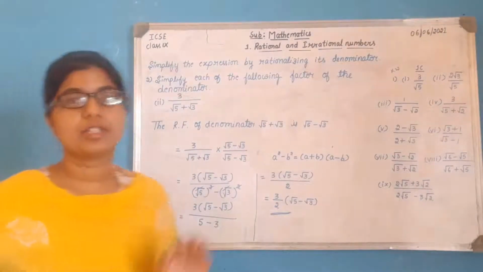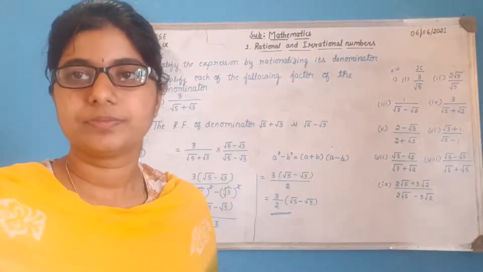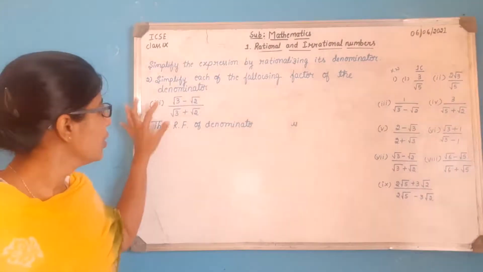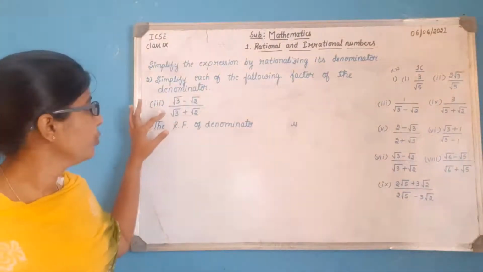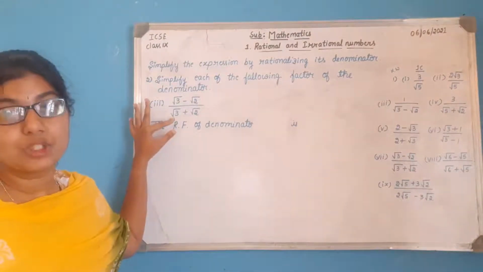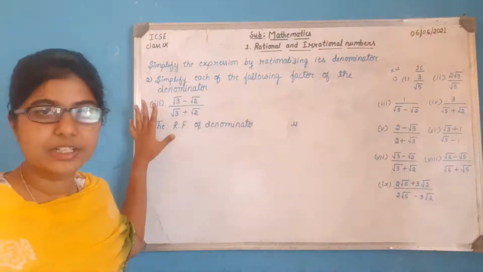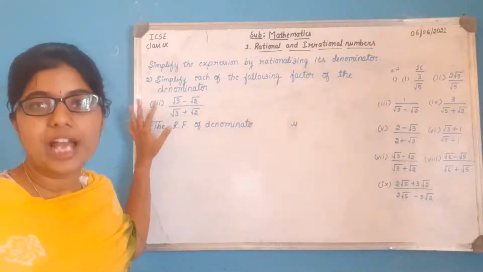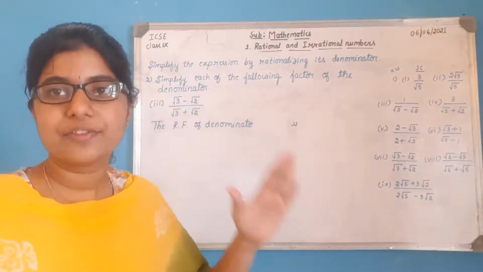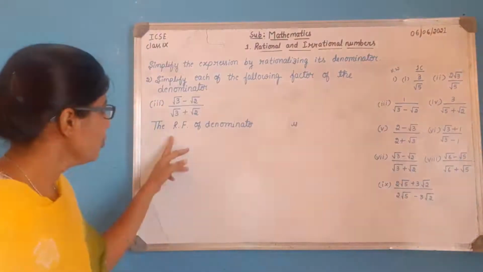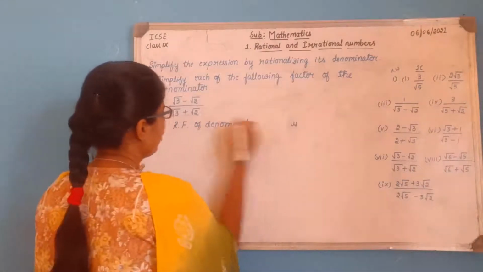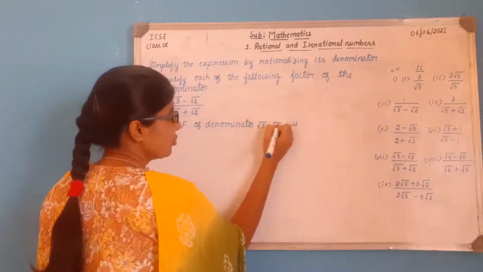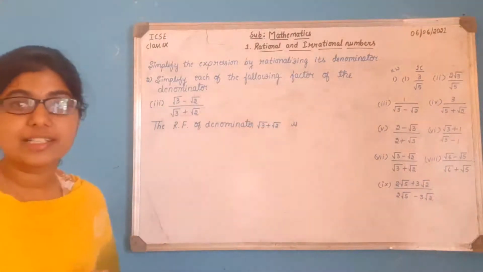So we will move on to the third problem now. Yes, dear students, the third question is like this: root 3 minus root 2 divided by root 3 plus root 2. So observe the denominator here. Root 3 plus root 2 is the denominator. We have to write the rationalizing factor for the denominator. What is the rationalizing factor? The denominator is root 3 plus root 2, right?